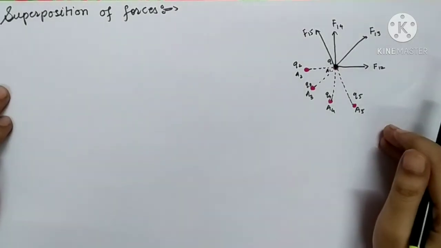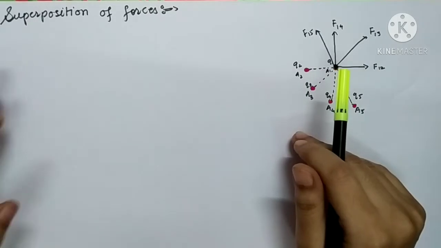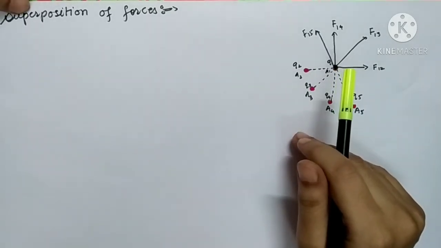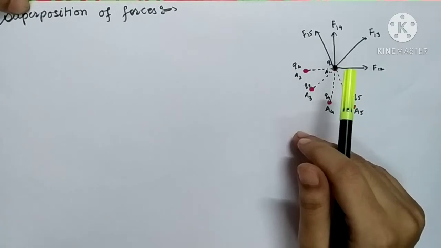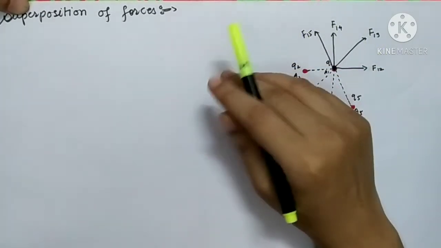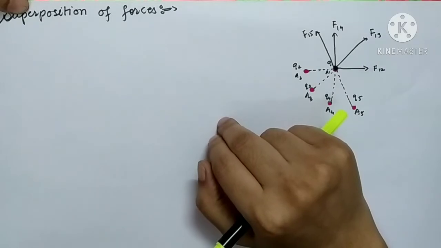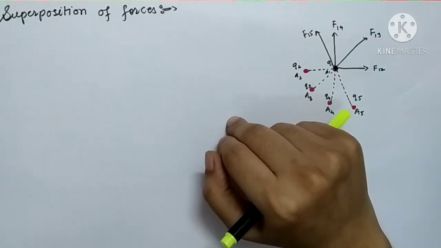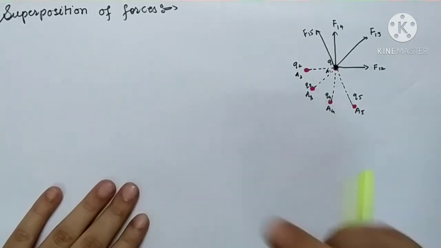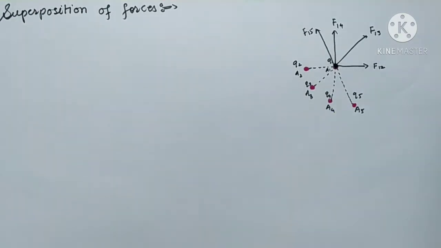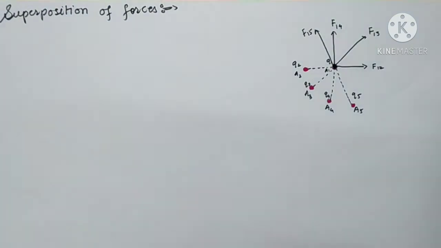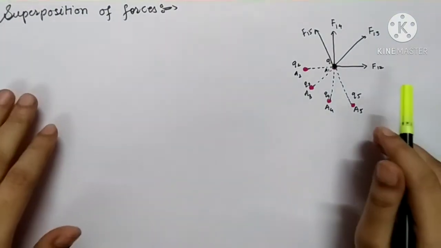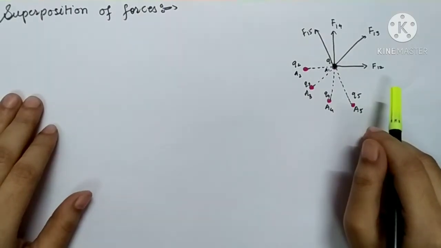Let's continue the topic electrostatics. In the last lecture we had seen the vector form of Coulomb's law. So let's have a quick revision of Coulomb's law. What is actually Coulomb's law? If there are two charges present in air or in vacuum or in any medium, there will be a force of attraction or repulsion between them, and that force is found to be directly proportional to the product of the magnitude of the two charges and inversely proportional to the square of the distance between them.